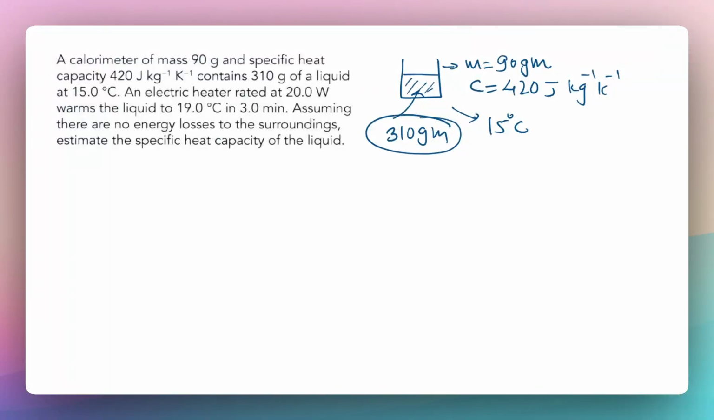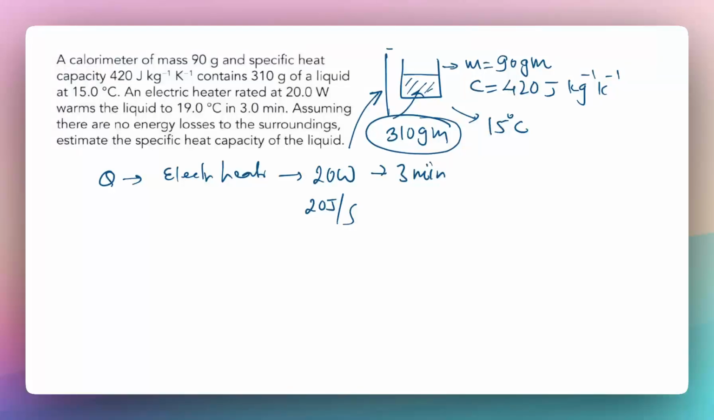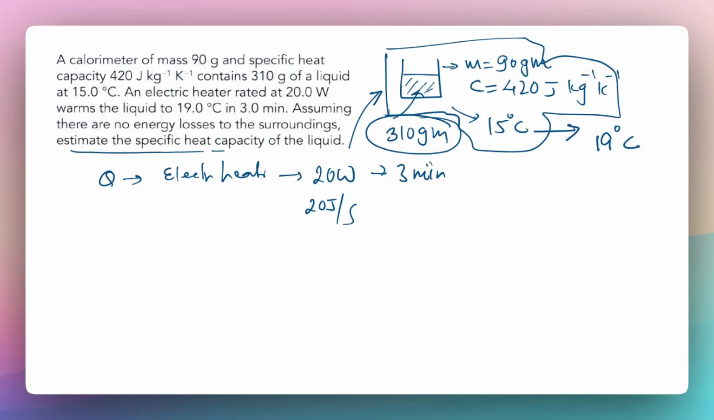The electric heater rated 20 watt warms the liquid to 19 degrees in 3 minutes. Okay, so the heat is provided by the electric heater, and it is of 20 watts, which means it is providing 20 joules per second. And it is running for 3 minutes. So whatever heat is going to come inside the system is going to come through the heater, and we can exactly compute how much heat it is going to be, right? And finally, the temperature is raised from 15 degrees Celsius to 90 degrees Celsius. Assuming there is no energy loss to the surrounding, estimate the specific heat capacity of the liquid, right?